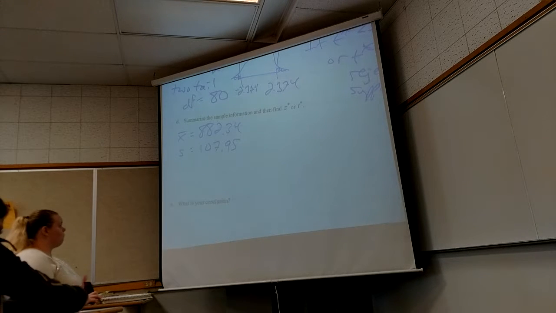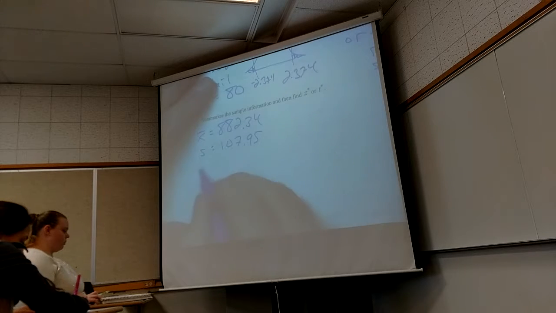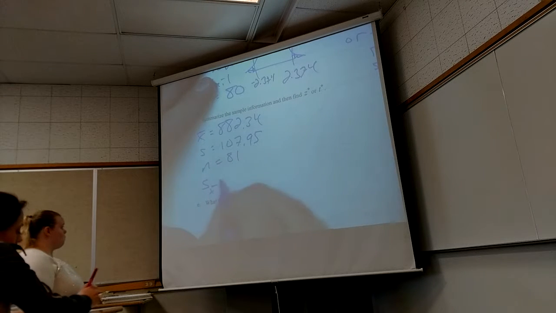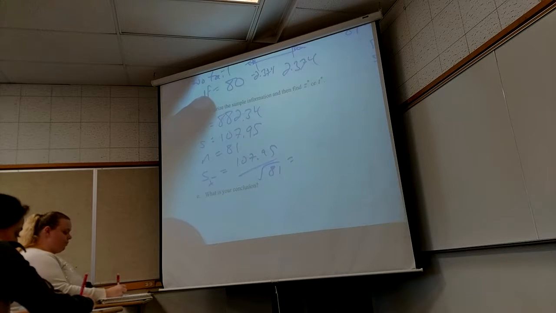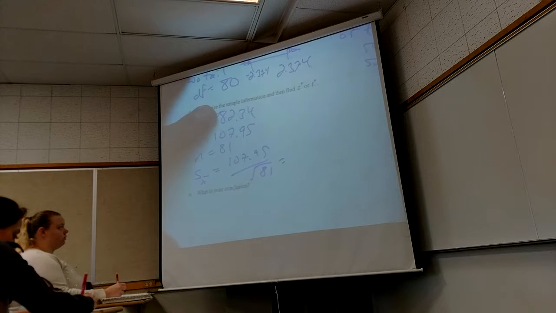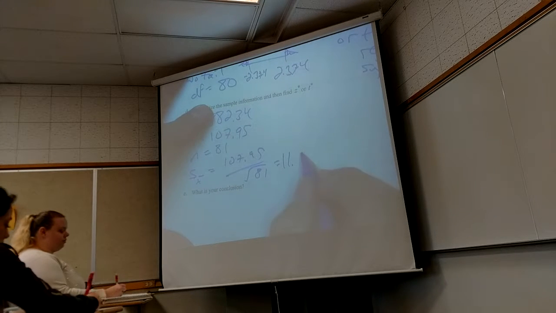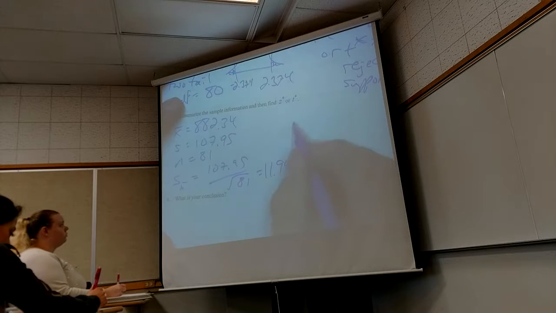We saw that in the confidence interval formulas too. X bar plus or minus t times s over square root of n, I still had to adjust s. So here n is 81. S sub x bar is the old s divided by the square root of 81, which is 11.